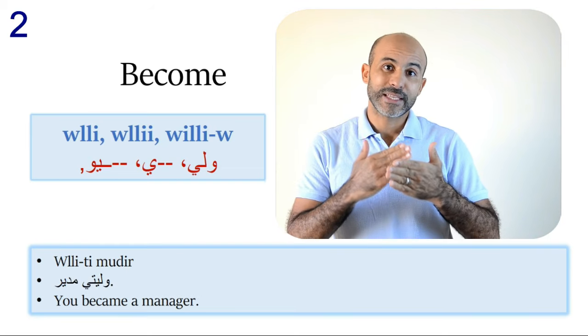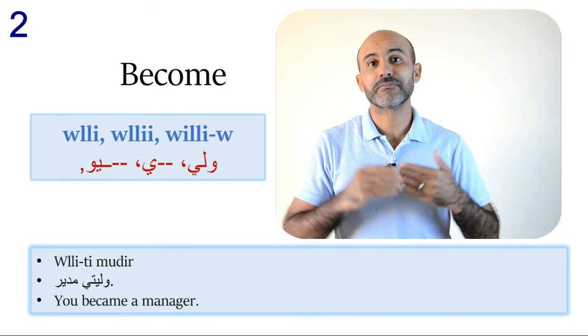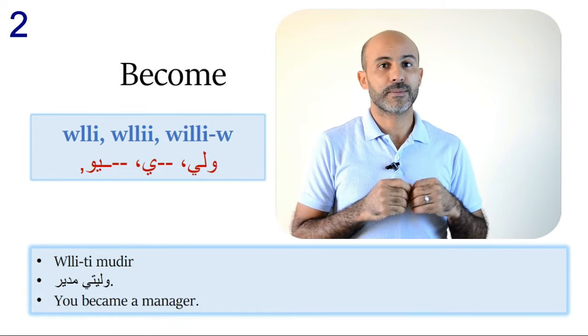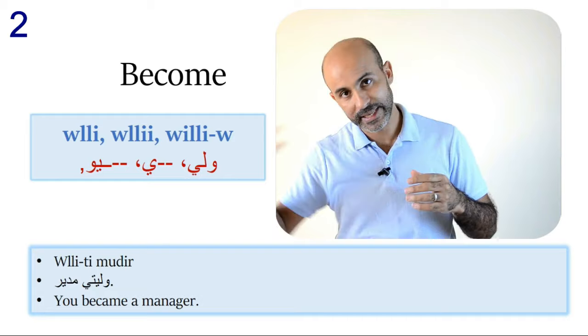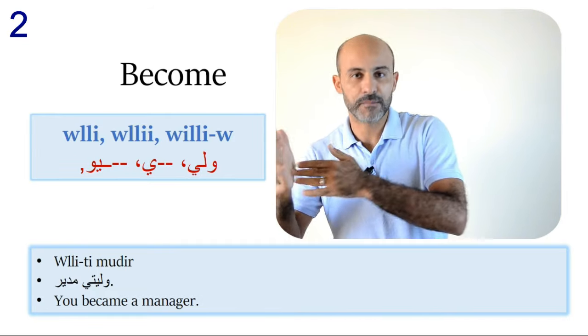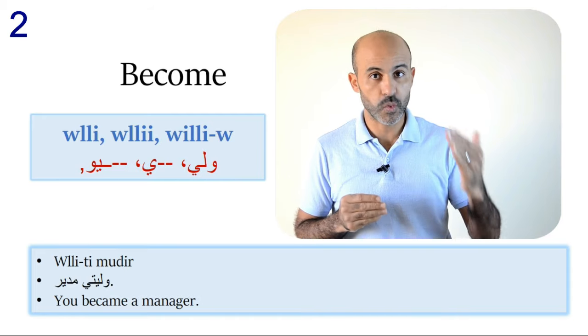This verb also has another meaning, which means I started to do something. For example, I started to play. I started to understand. I began to. وليت كان فهم means I started to understand.